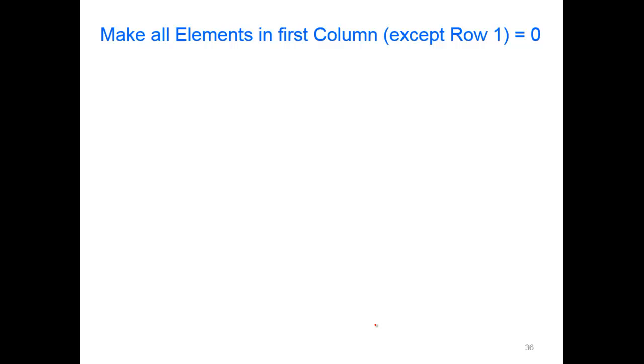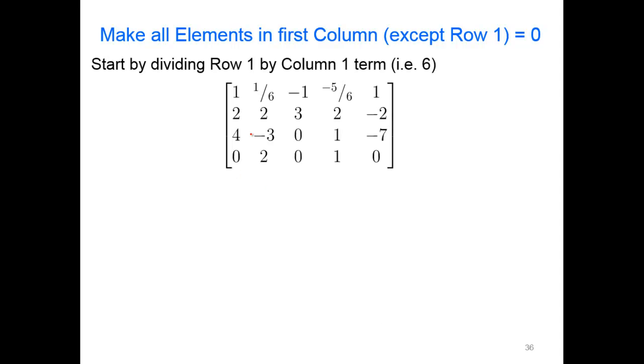Now we're going to make all elements in the first column except row 1 equal to 0. And in row 1, we want that first term to be 1. So we're going to start by dividing row 1 by 6. This was a 6 right here, and we divide that by 6. That's where we end up with 1/6 here, -1, -5/6 and 1. So this is what we want, that 1 there. Now we want these all to be 0. This one is already 0, so that's good. I'm going to get rid of those two.